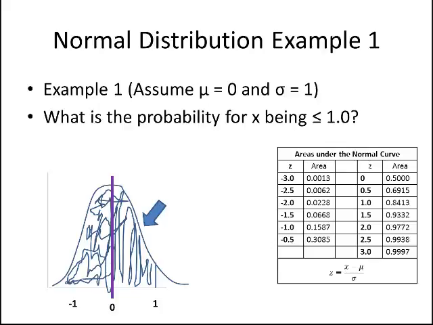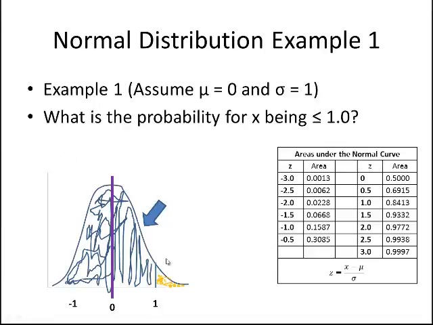So we could say z is equal to, in this case, 1, that's x, minus 0, that would be our mean, divided by the standard deviation, which is equal to 1. So in this case, z would be equal to 1, right? And what we could do is go over here and find where z equals 1 and find the corresponding area. So in this case, we're talking about an area that corresponds to about 84% of our distribution.